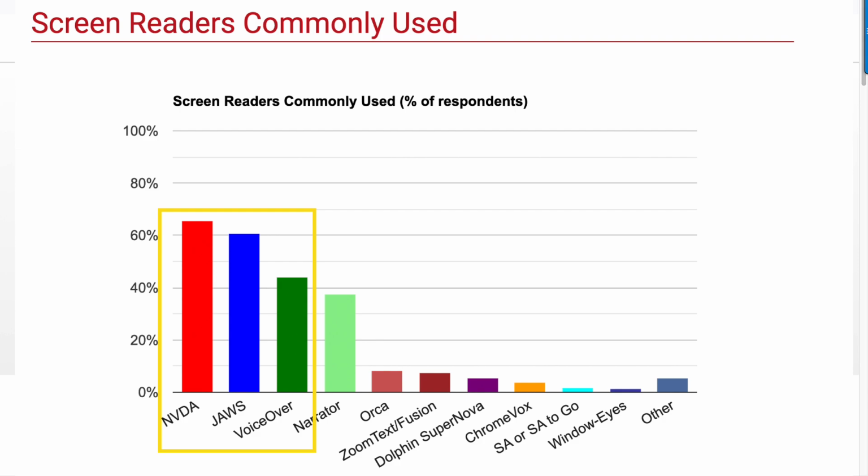There are three main screen readers that you absolutely have to test with every website you make to make sure it's accessible. The first is NVDA, which is the free screen reader for Windows. Second one is JAWS, which is a paid screen reader on Windows. And the third one is VoiceOver, which is the free screen reader on macOS.